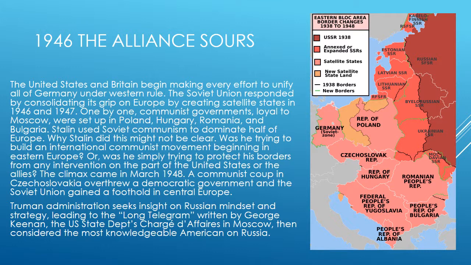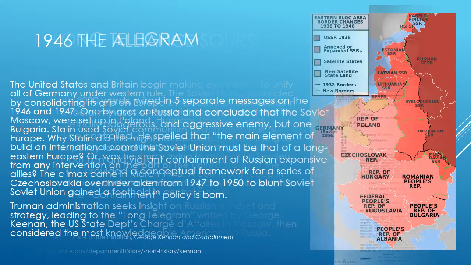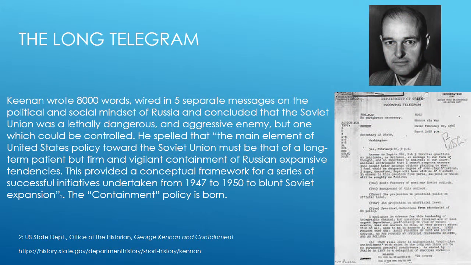Truman, seeking some insight on why the Russians act the way they do, asks the State Department, and in response, George Kennan, the charge d'affaires at Moscow, writes what becomes known as the Long Telegram, an 8,000-word message where he describes what the U.S. needs to do, which he says is to have a firm and vigilant containment of Russian expansive tendencies. This will be the conceptual framework of our policy for the next several years.